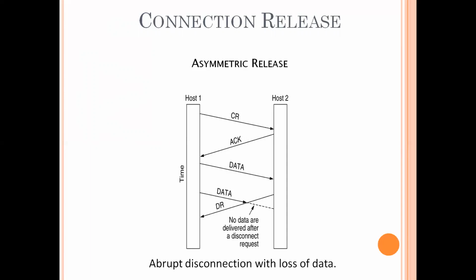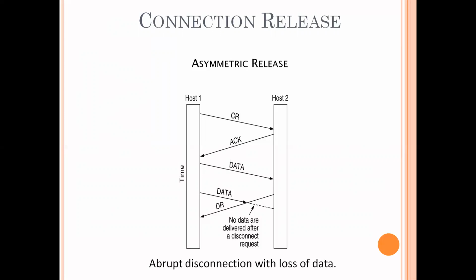Here, after the connection is established, host 1 sends a transport protocol data unit that arrives properly at host 2. Then host 1 sends another transport protocol data unit. Here, host 2 issues a disconnect before the second data arrives.